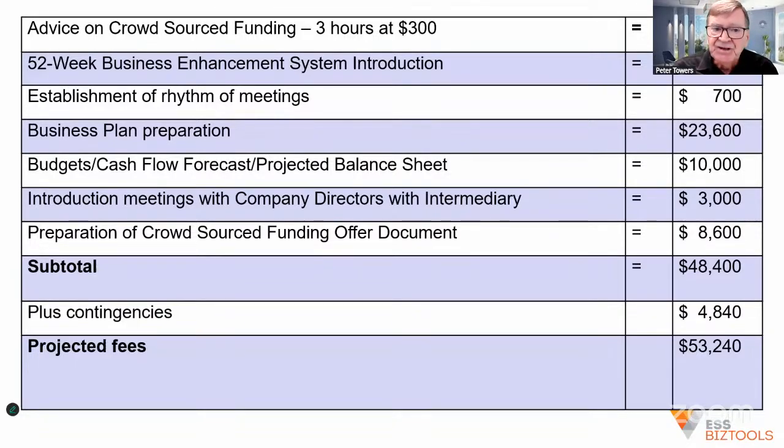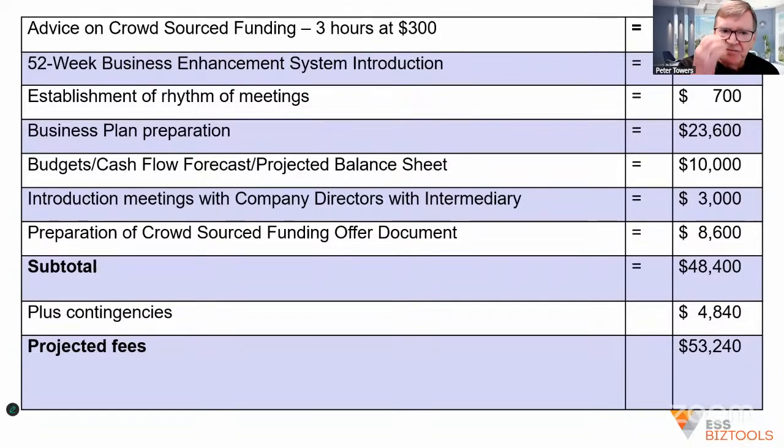First of all, to give advice on crowdsourced funding to a board of directors and leadership team takes me at least 3 hours. One took 5, but 3 hours. And I'm saying it's $300 an hour, $900. So I calculated these figures, and I've got my worksheet here. I didn't put it into the slides, so I'll just refresh my memory as I'm going through this.